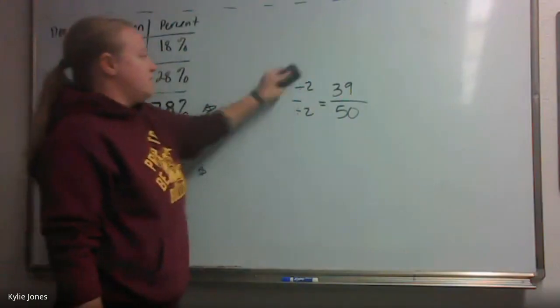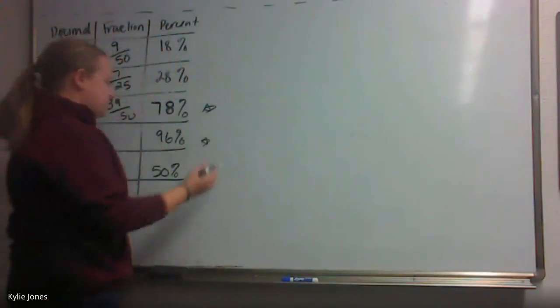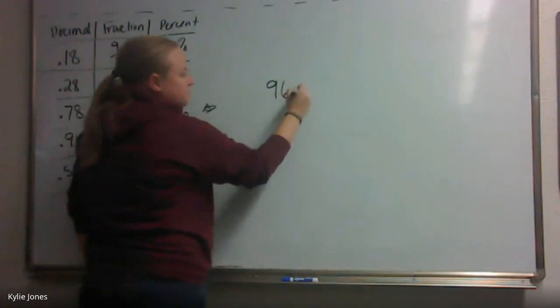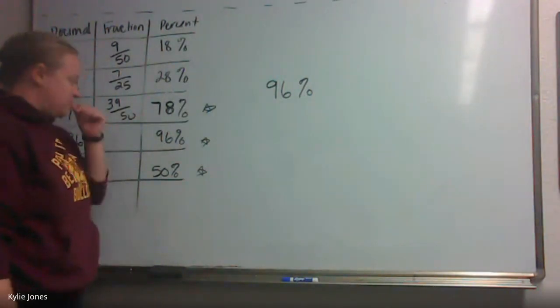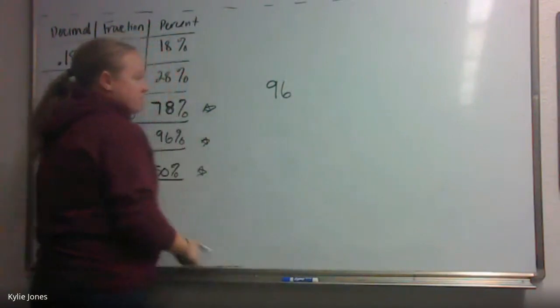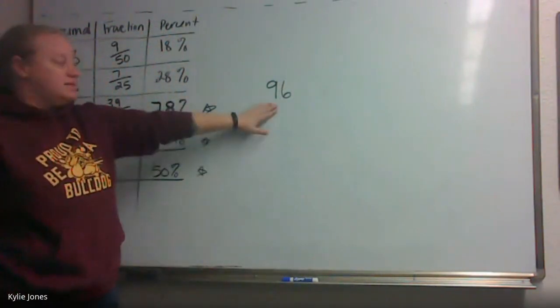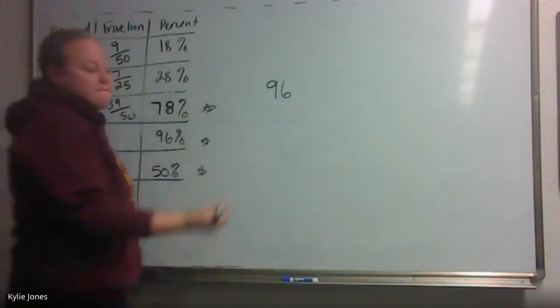Mm-hmm. All right, let's look at 96% this time. Again, what's my first step I need to do with this number? Give the percent to Oscar the Grouch. Good. Get rid of it. Put it in the trash. Next one. 96 goes over what number? 100. This one kind of took a while.